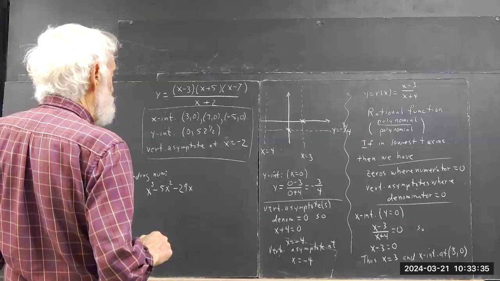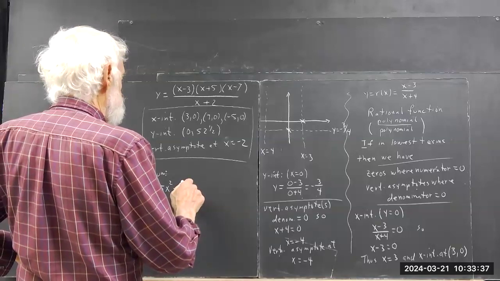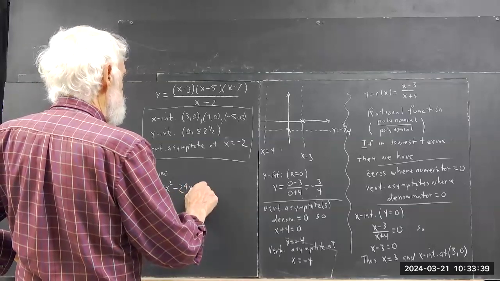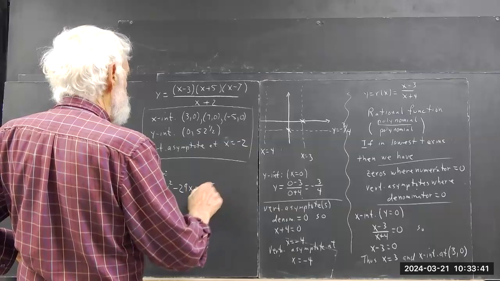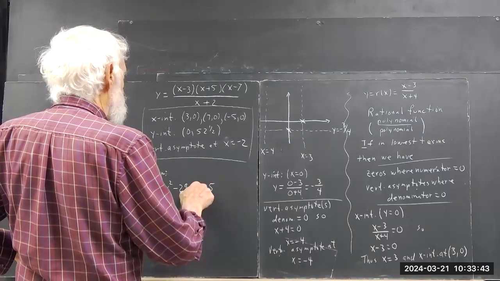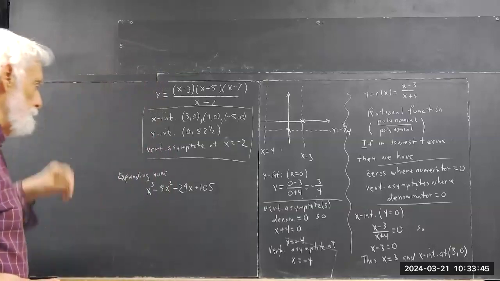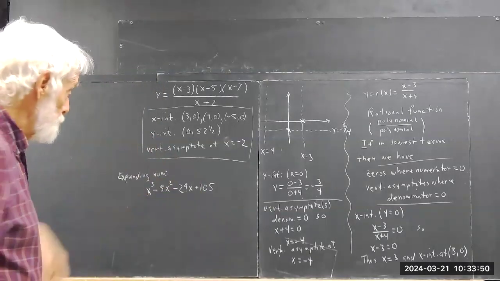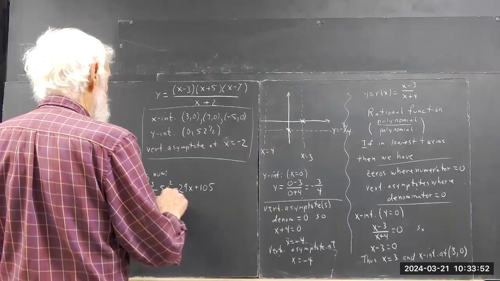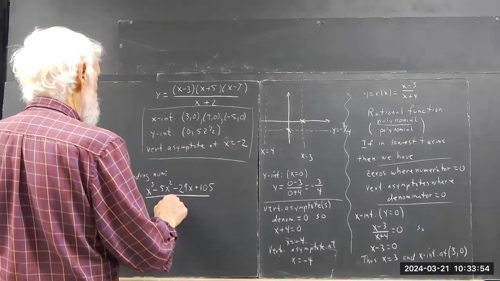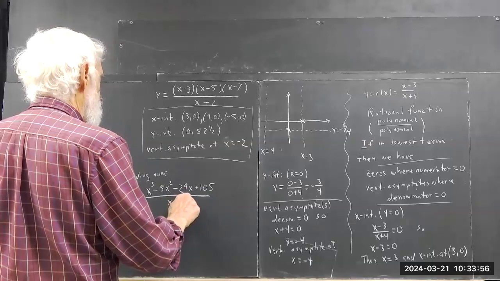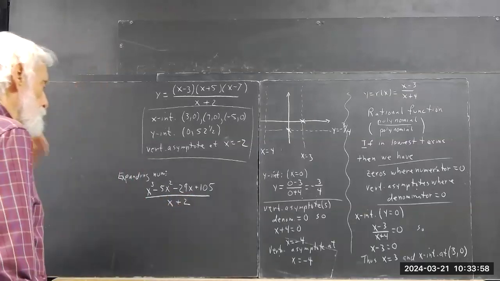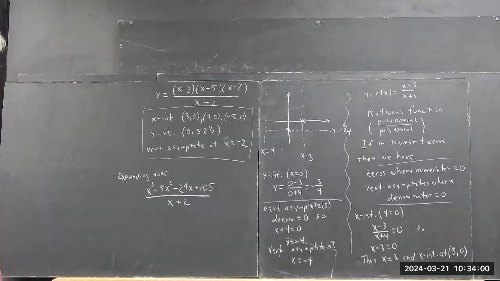And then it's going to be plus 105. Okay, I think I expanded that correctly. I didn't want to go through the detail of writing it out. If I'm wrong, it's easy to be corrected. You still get the idea. Okay, that's over x plus 2.